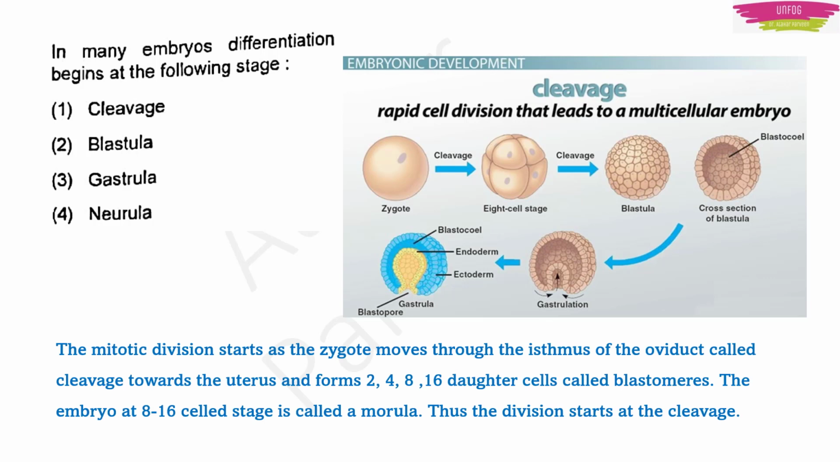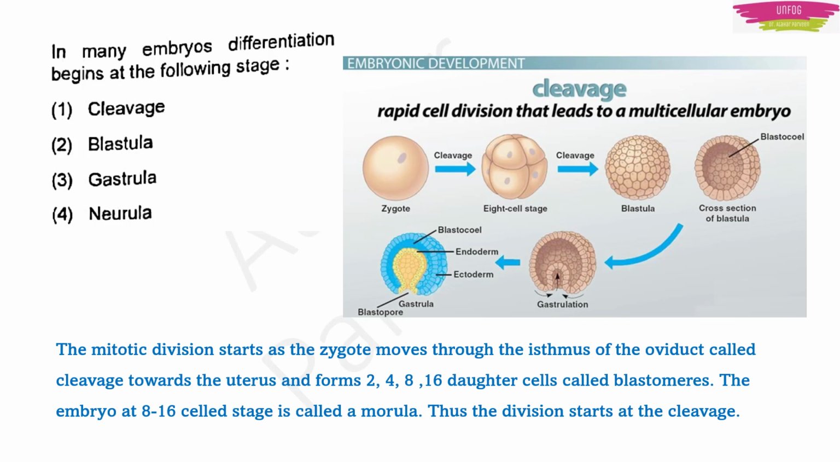Next question. In many embryos, differentiation begins at the following stage. These are the stages of embryonic development: cleavage, blastula, gastrula and neurula. So please learn these stages. First the zygote undergoes cleavage. Then it turns into many thousands of cells, which is known as blastula. Then comes gastrulation, and later, at a very late stage, the neurula comes into the picture.